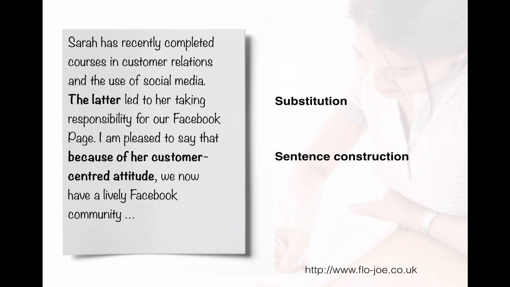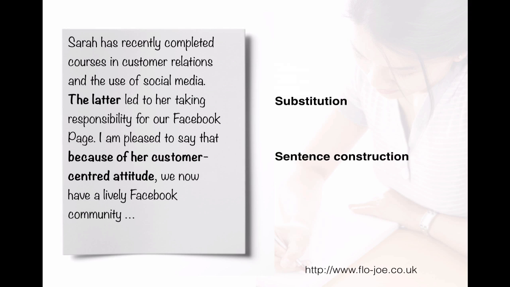Other forms of cohesive devices include things like substitution. This is where you use a synonym, for example, to refer backwards or forwards to a related point in the text. So in this example, the latter refers to the use of social media and enables the writer to skillfully link these two sentences.